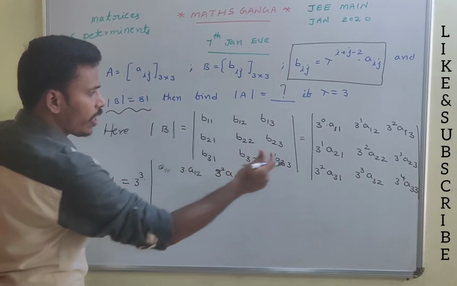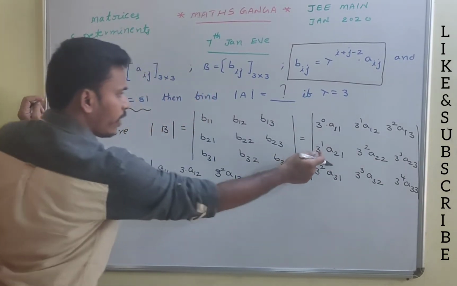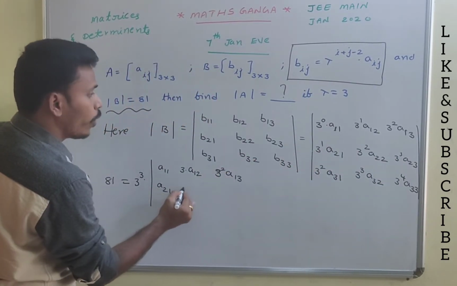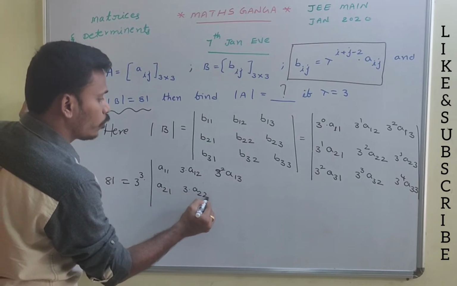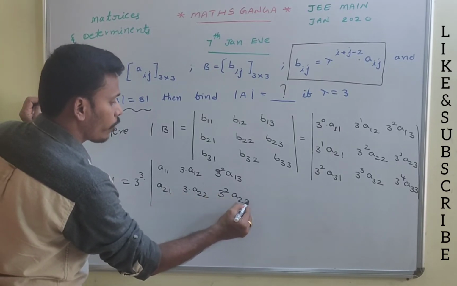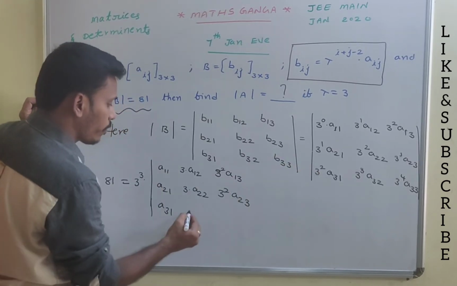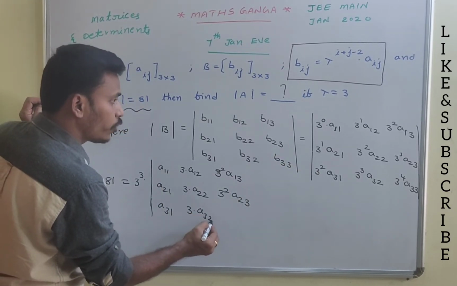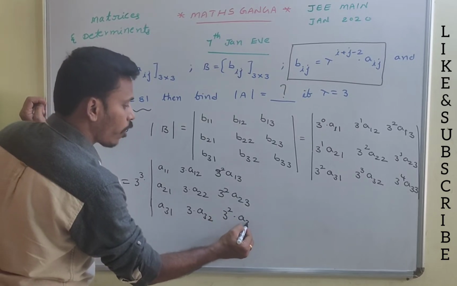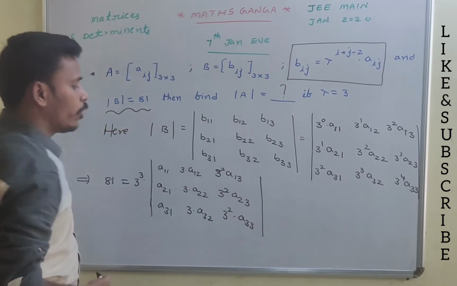And the next step: we already wrote 3 outside, then you are left with a21, then a22, then 3 square times a23, and here it is a31 because we wrote 3 square out. Then 3 times a32 and from there 3 square times a33. Have a look at this.